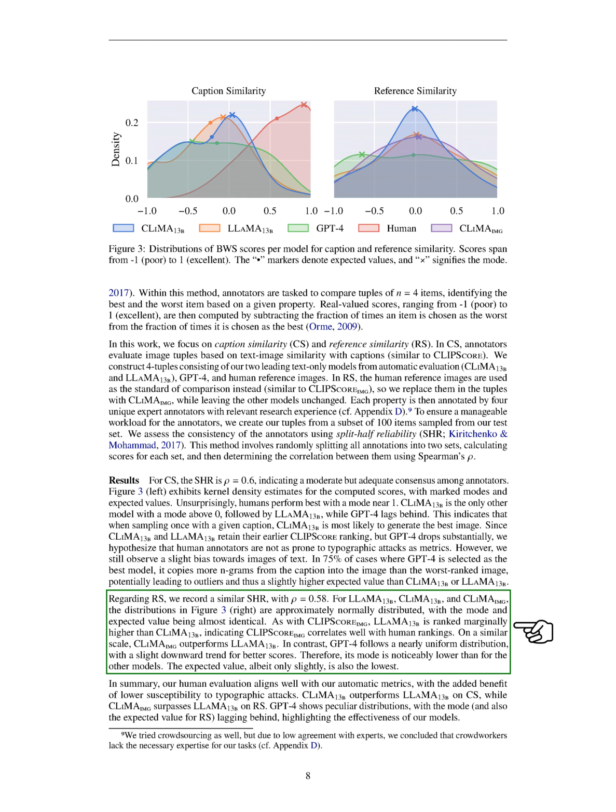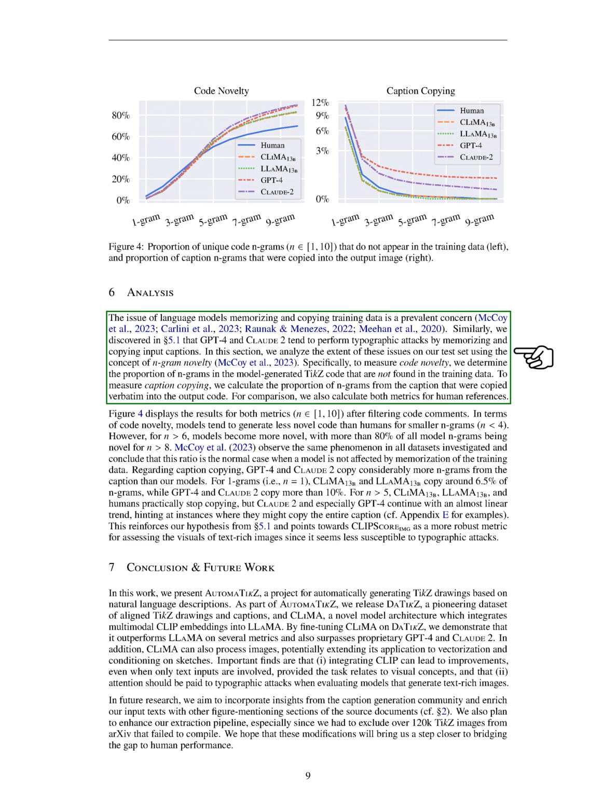In summary, our human evaluation aligns well with our automatic metrics, with the added benefit of lower susceptibility to typographic attacks. One of our models outperforms the others in terms of caption similarity, while another surpasses the rest in terms of reference similarity. We also analyzed the issue of language models memorizing and copying training data, a prevalent concern. We discovered that some models tend to perform typographic attacks by memorizing and copying input captions. To measure this, we determined the proportion of phrases in the model-generated code that are not found in the training data, and the proportion of phrases from the caption that were copied verbatim into the output code.